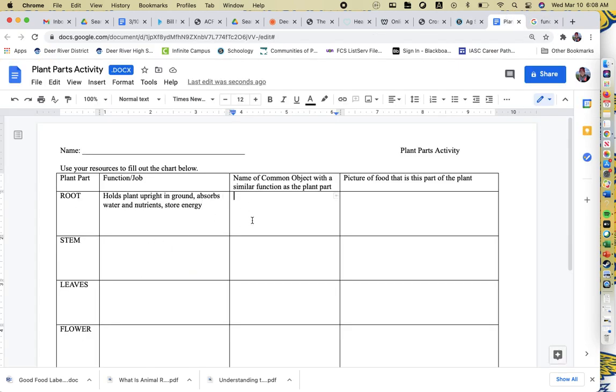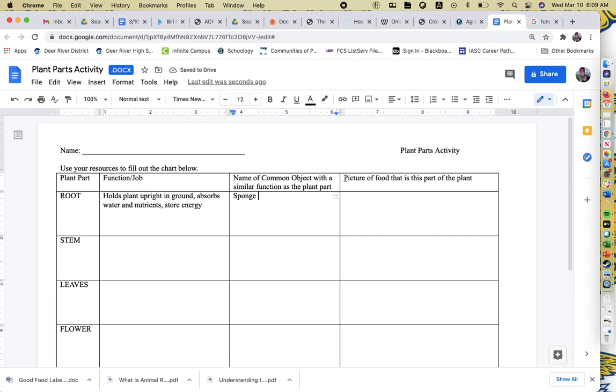So then I want to look at a name of a common object with a similar function. Now, you might not be able to find all of these things because the first thing I think of is a sponge because it's absorbing water. However, the water sponge usually doesn't anchor anything, in which case I might be looking like a boat anchor is going to be what holds that boat in place. I'm gonna do a sponge though, because I think that's gonna be as closest as we're gonna get.